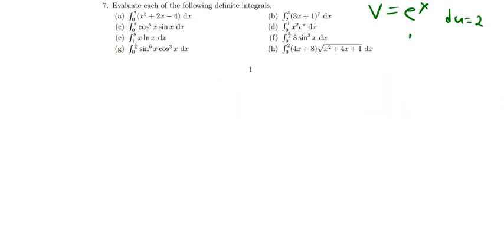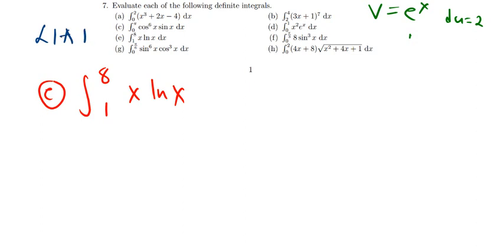Now for the next one, are you able to identify the method to apply? It's also very obvious. It's a product of an algebraic function and the natural log of x. So we obviously know what to do there, right? Integration by parts. Which one is your u, which one is your dv? The priority is given to the logs from LIATE. This helps you choose your u.